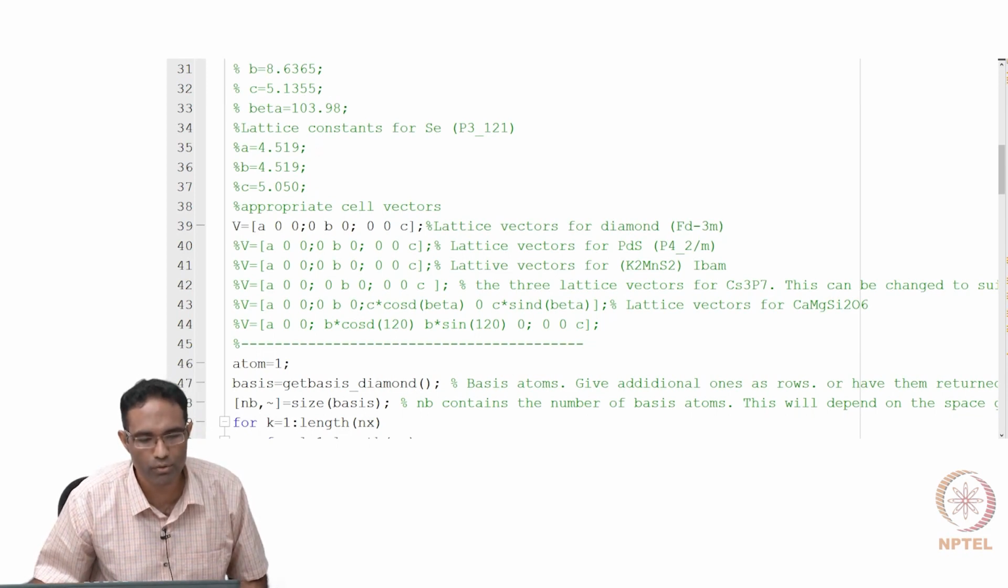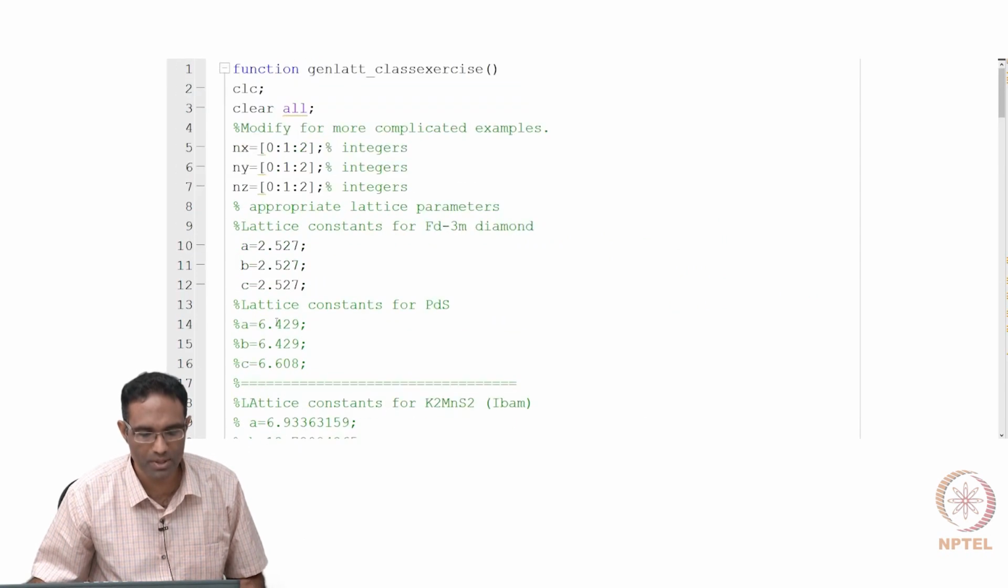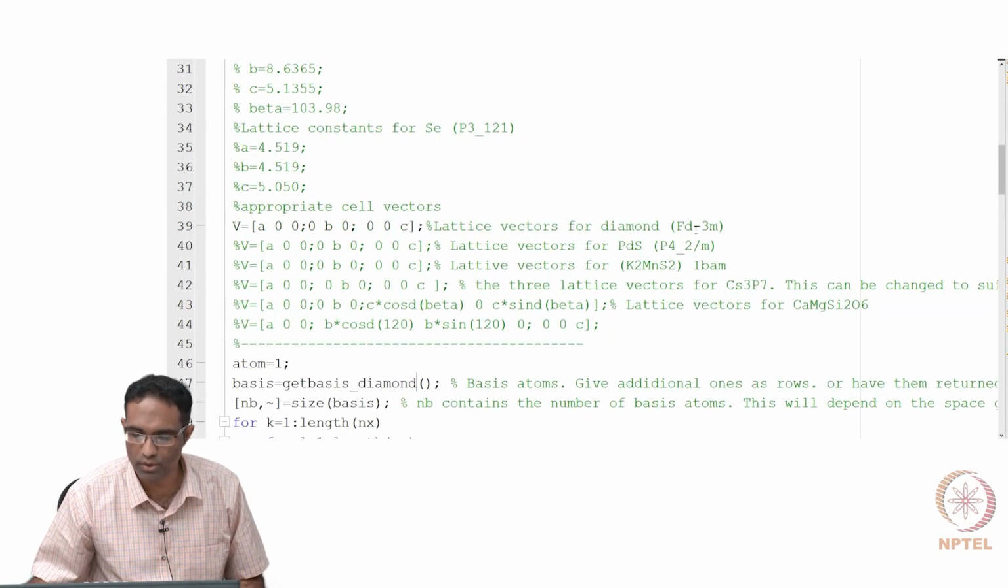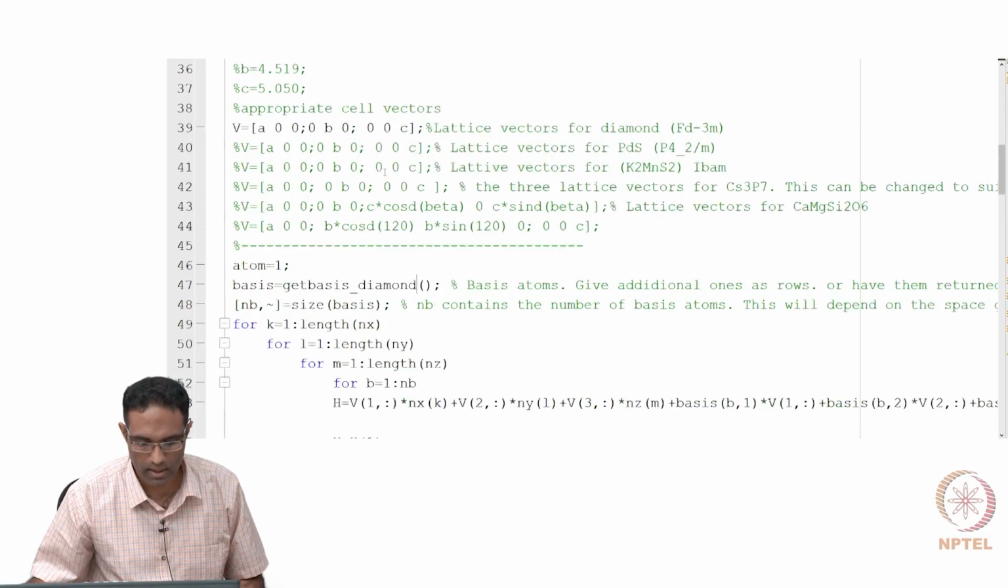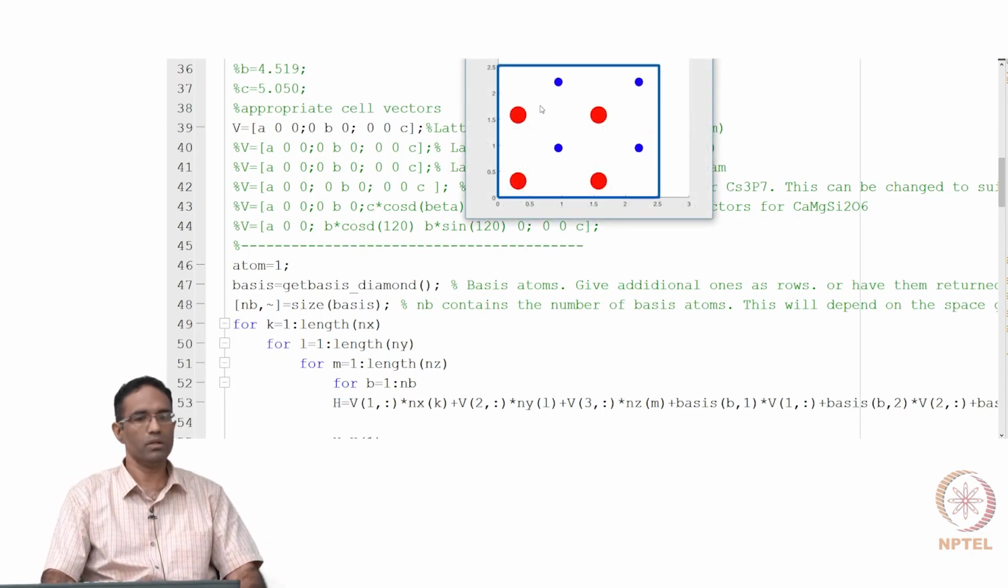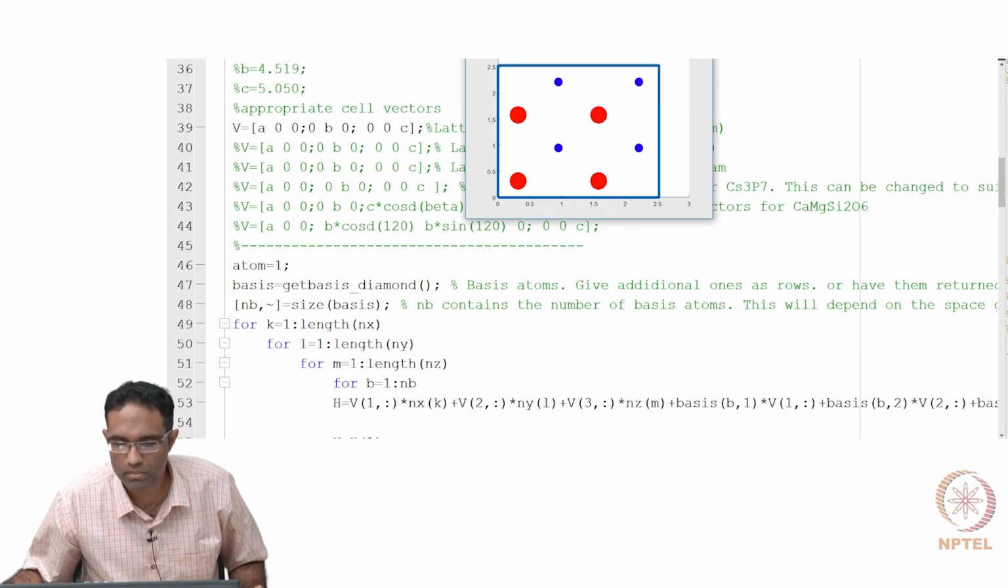Yeah. So now if you make these small changes, basically uncomment the lattice constants for diamond, uncomment the lattice vectors for diamond, and then get basis for diamond and click run, you should generate a structure, and this is basically the diamond structure. Okay, and you can of course view this in different ways.